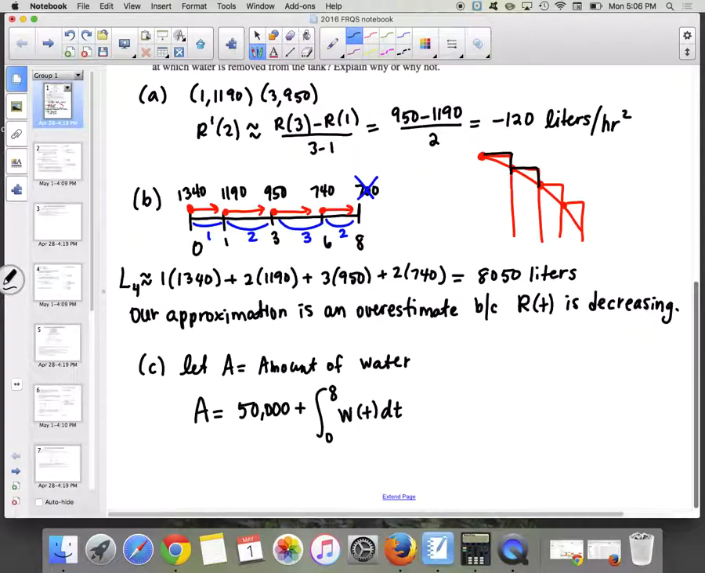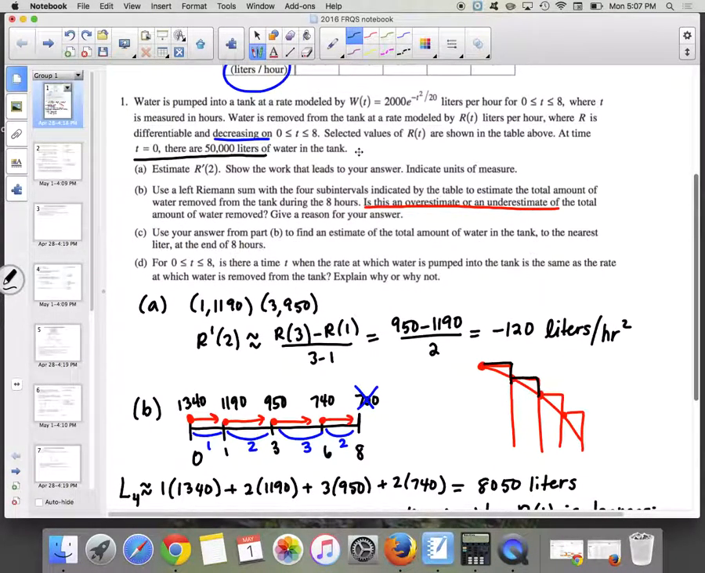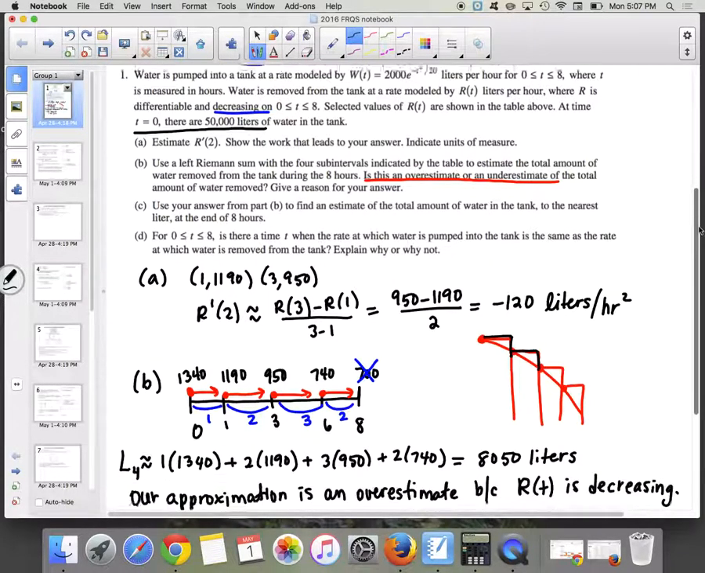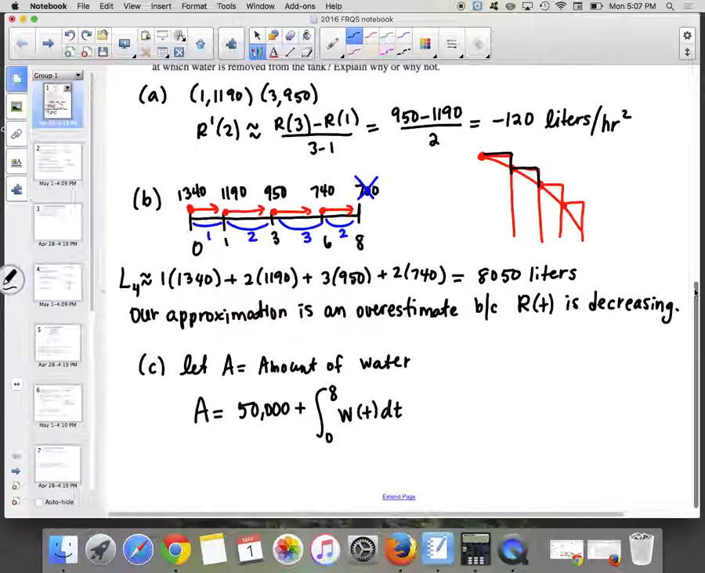And then we're also losing a certain amount. So if you go back up here and look, it says that water is removed from the tank at a rate modeled by R of t, where R is differentiable and decreasing on 0 to 8. Well, we just found the estimate for the amount that was removed from the tank during those first 8 hours. We found an estimate of 8,050 liters. So we're subtracting out that 8,050. And that represents our amount.